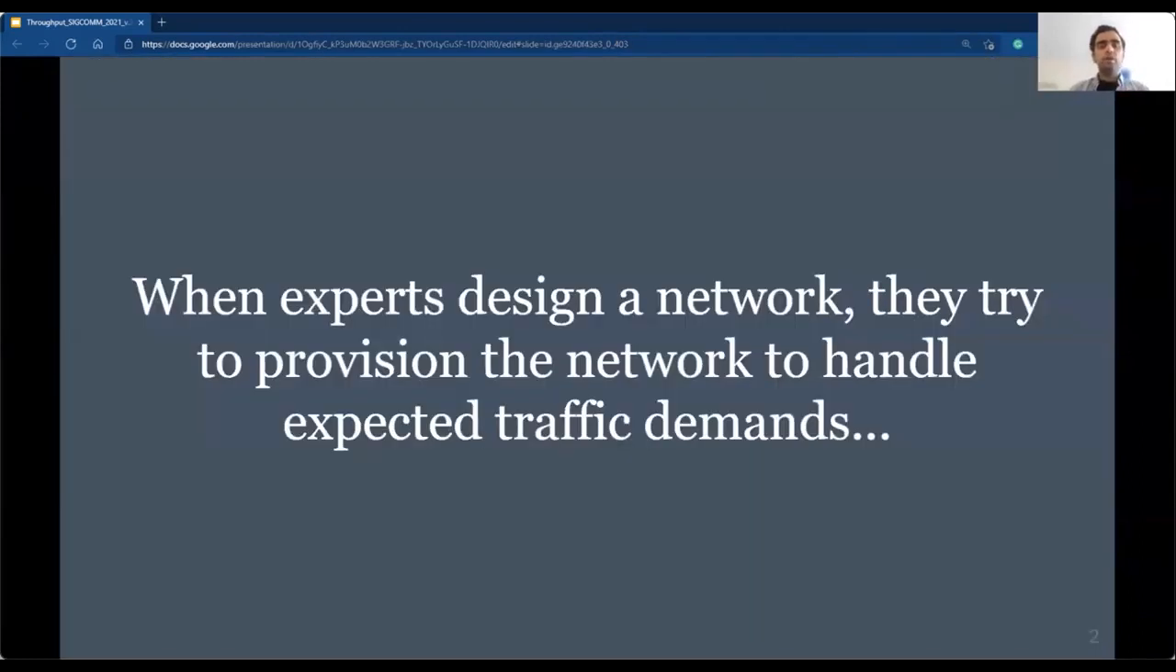Imagine you are a network designer. Your goal is to provision the network to handle any expected traffic demand. Because if you don't, some traffic might cause congestion, resulting in poor performance for customers.